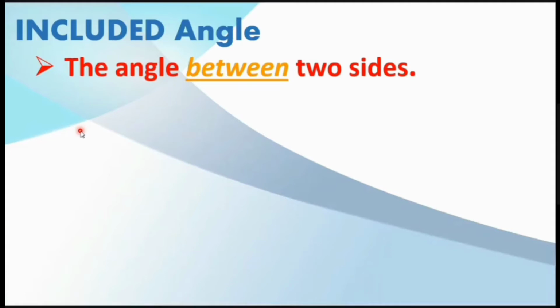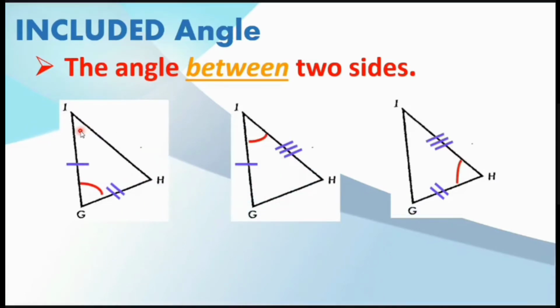Okay, let's take a look at these three triangles here. The two sides that are marked here are side IG and side HG. So these two sides here have an included angle, which is this angle. In the same way, side IG here and side IH are also marked. So between these two sides here, the included angle is this one.